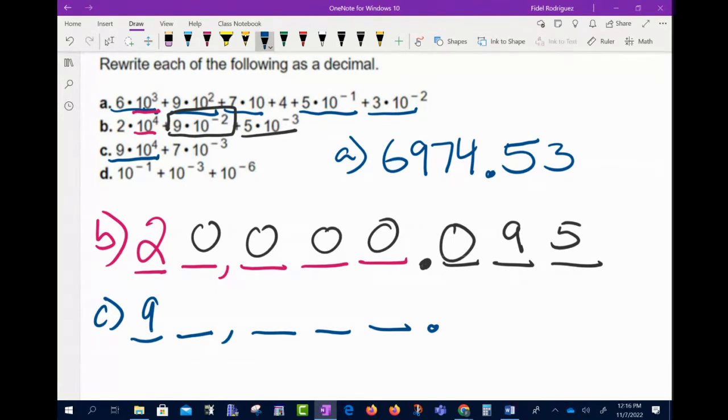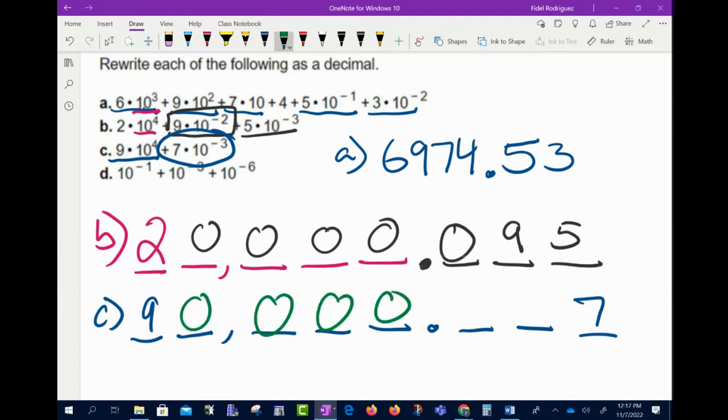Okay. So 90,000. The next number I see is a 7 with a power of 10 to the -3. That means that that 7 is 3 spaces away from the decimal point, right? So then the only other alternative I have is to fill in zeros all the way across.